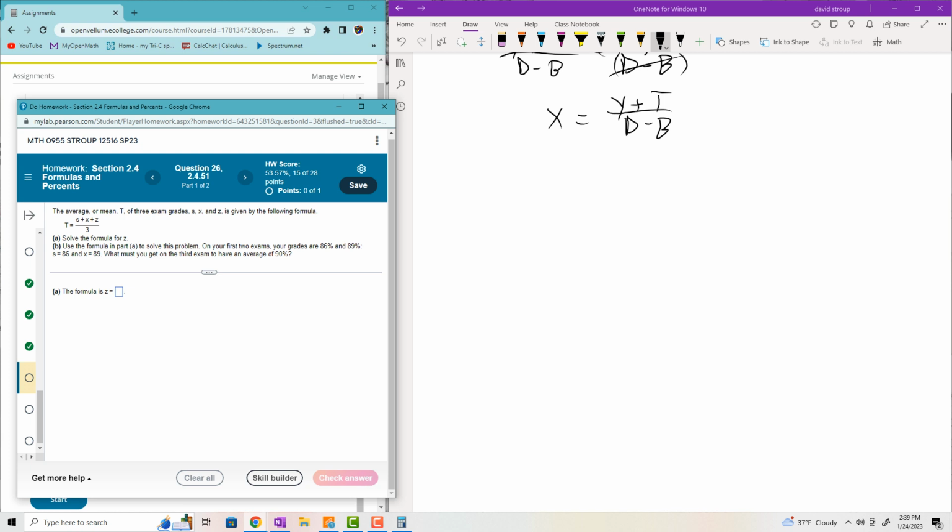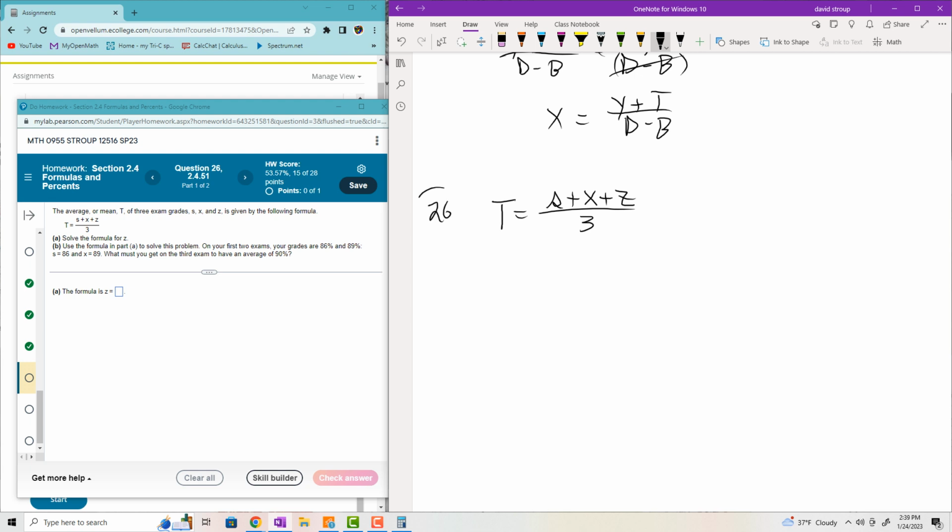So the average or mean T of 3 exam grades S, X, and Y is given by the formula T equals S. So you just basically add your exam grades and divide by 3, and that gives you the average. Okay, so they're saying we want to solve for Z. So we want to change this formula to make it a little easier to work with if I don't know what Z is. Students are always asking me, what do I need to get on this test to get an A in the class? And this is the kind of operation you would do.